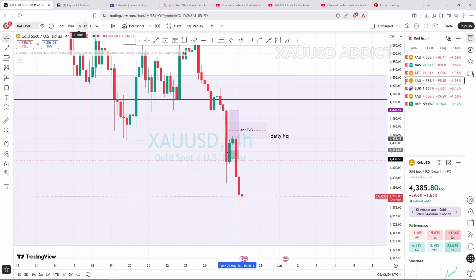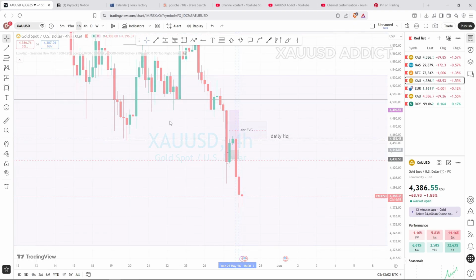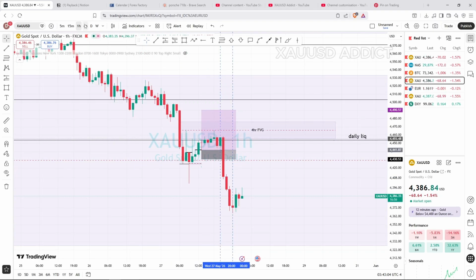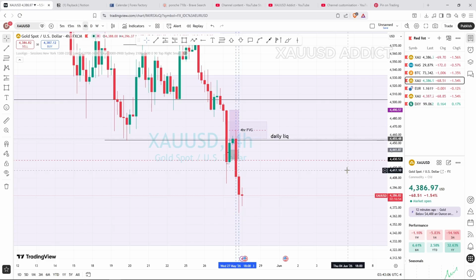So I look at the reaction. Does it have a reaction that shows that it will violate this 4 hour fair value gap, or it will respect it? And remember, a big POI from a bigger time frame, like a 4 hour fair value gap, will definitely violate a 1 hour order block or a 1 hour fair value gap.